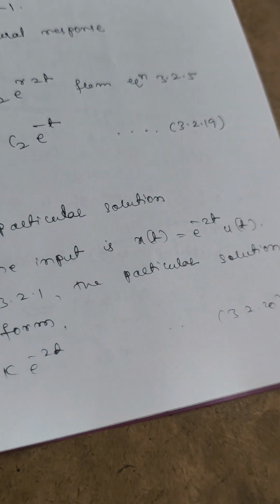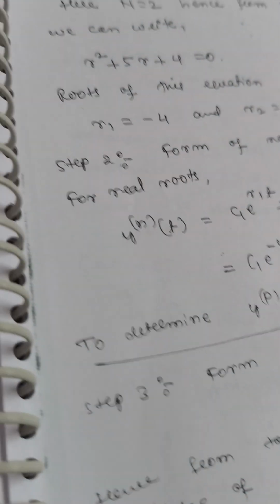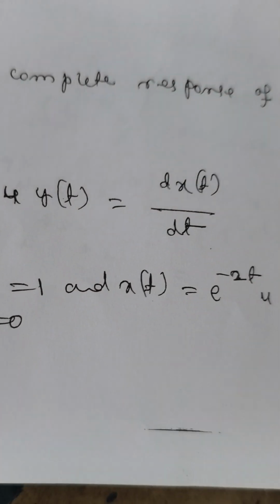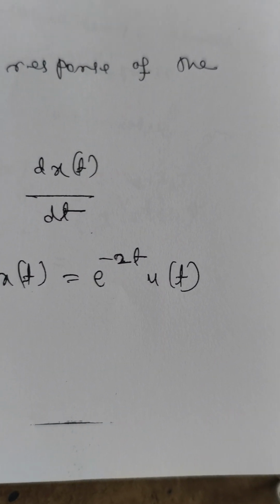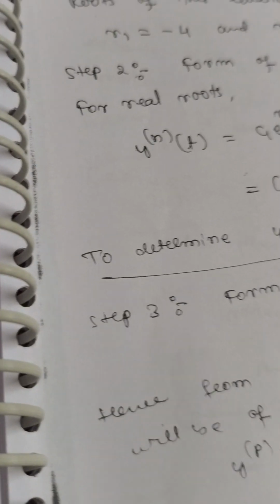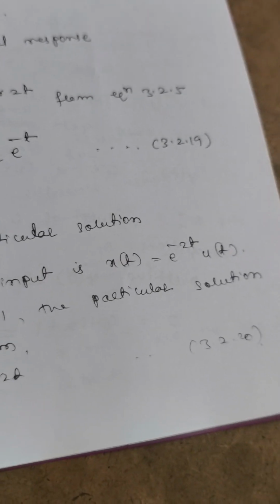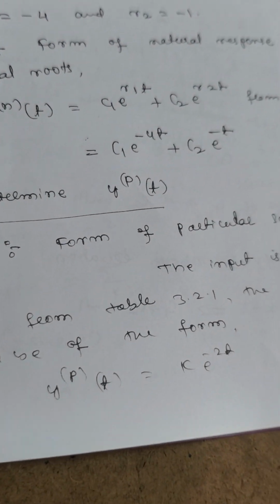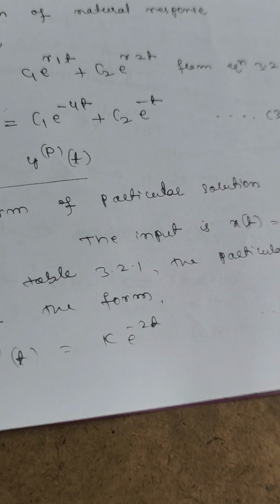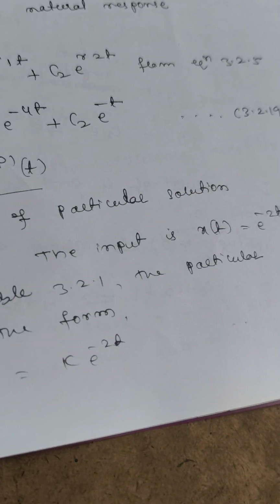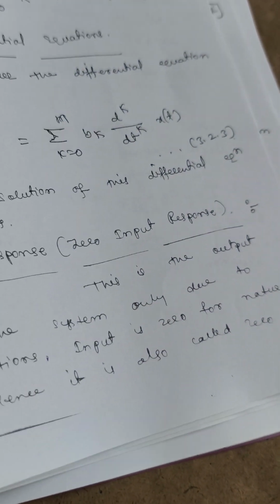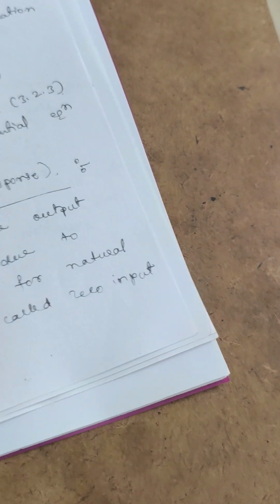The input is x of t equal to e raised to -2t u of t. Then, from table 3.2.1, the particular solution will be of the form y_p(t) equal to k into e raised to -2t. This table is important. You should know this table. From it we can come to know the particular solution. From that table we can find the particular solution.